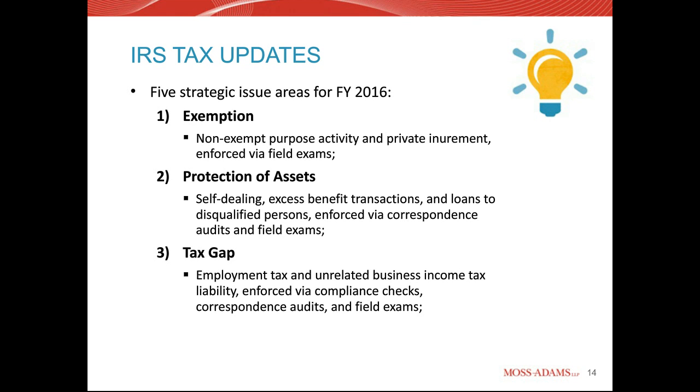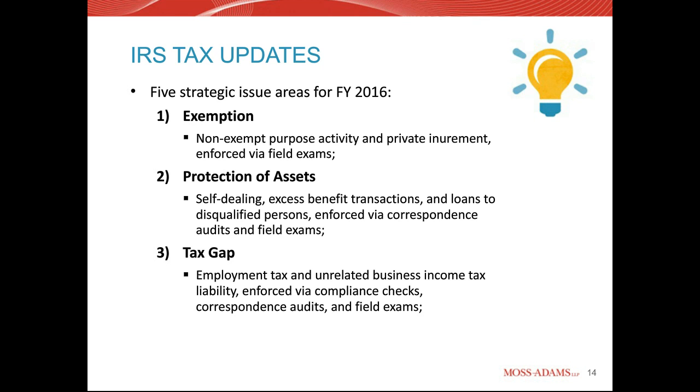The first one is exemption. Are you really doing your exempt activity? Do you have a non-exempt purpose that you're doing? Is there private inurement? Private inurement would be where you're getting benefit from the organization, and really it should be for the general public, not just for insiders. They're going to be looking at this through field examinations.